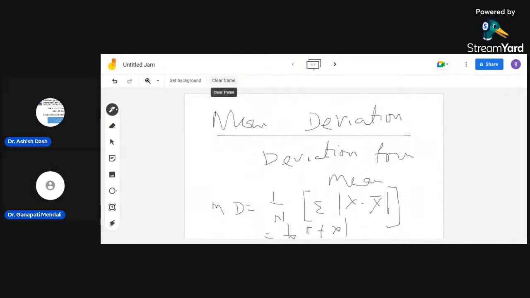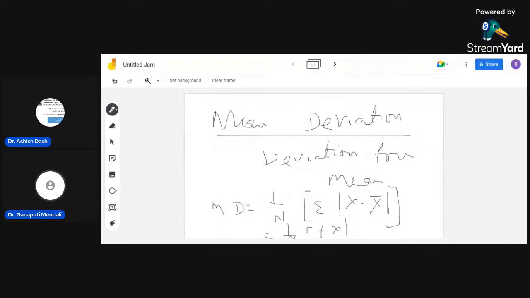Let me share the screen here. I think you can see the classes 0 to 10, 10 to 20, 20 to 30, 30 to 40, 40 to 50. Frequencies are given. Then again you have to calculate the mid value, then x minus x bar, then fx, then the mod value of fx. It is simple to calculate fx by n. Due to time constraints, we are running short of time, so I'm not able to solve it on the screen. So you try it out.